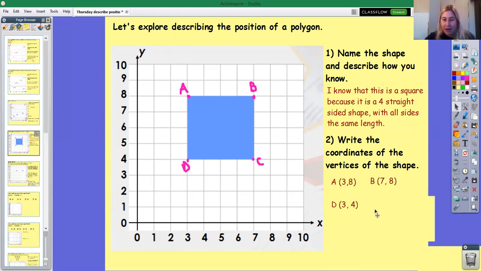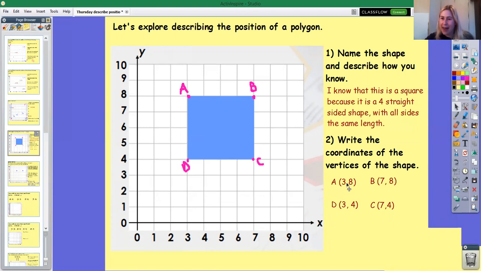Okay, so here's some that I created earlier. So we might want to double check this. I'm looking at A, so I can see 3, 8. Yep. B is 7, 8. Good. I can see D. Sorry, C, let's go to C. C is 7, 4, and D is 3, 4. So they're all correct. Okay.